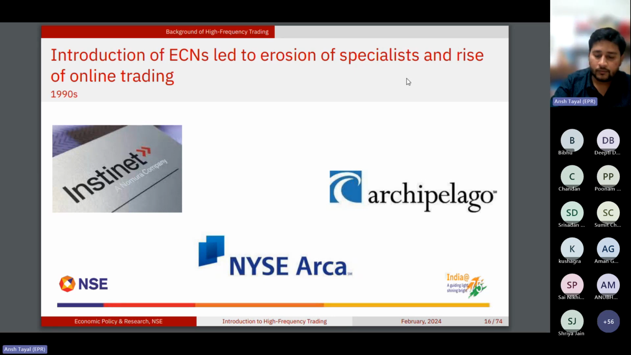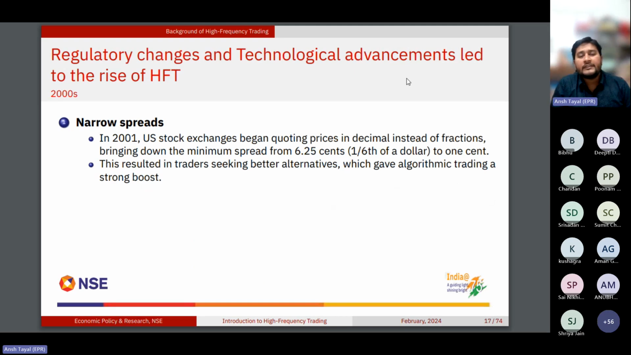Okay. So now, what are the regulatory changes that became a catalyst for the rise of high frequency trading firms and the area itself? In 2001, US stock exchanges began quoting prices in decimals instead of fractions. What this means is there's something called tick size. Tick size is the minimum incremental amount you could trade at. In India, for example, the tick size is 5 paisa. So you can buy a stock at 100 rupees or at 100 rupees 5 paisa. You can't buy it at 100 rupees 2 paisa. So that is the minimum tick size.